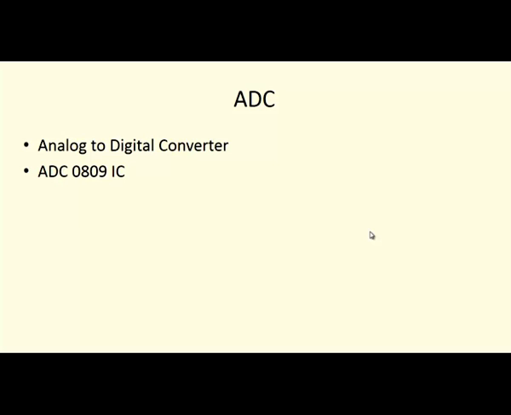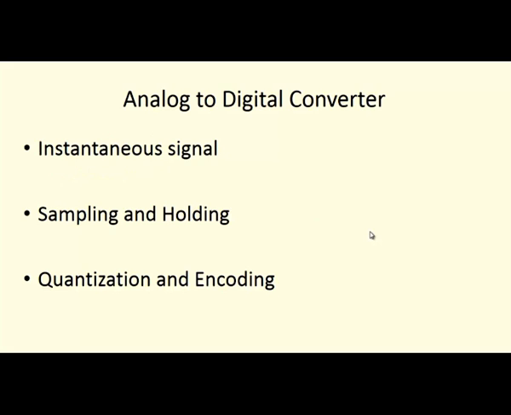A separate IC is available, which is the ADC 0809. With the help of this IC, today we are interfacing it with the 8051, and then we will start to write the program. Before discussing the IC, we will discuss what an ADC is. ADC is an analog to digital converter, right. So how is the function performed?